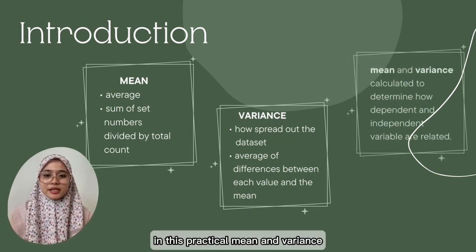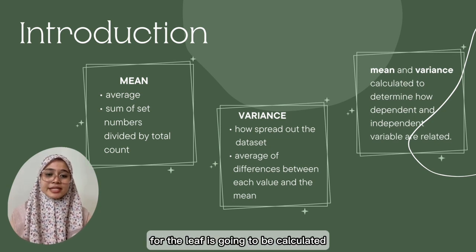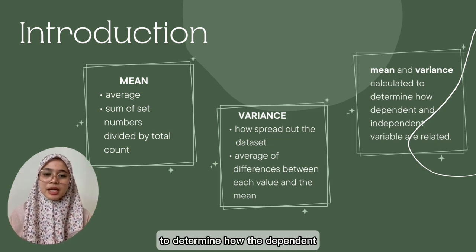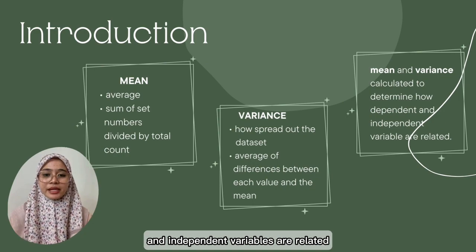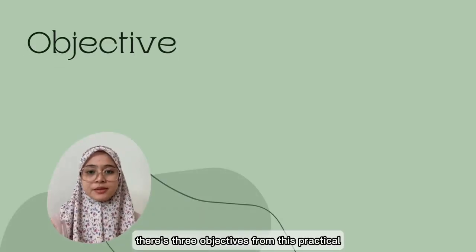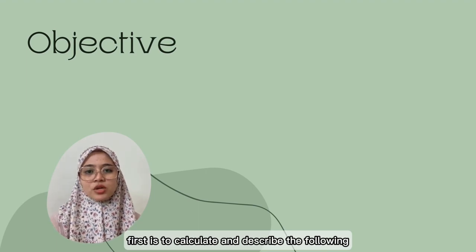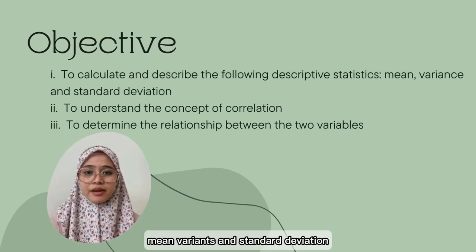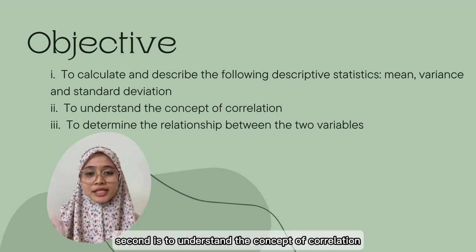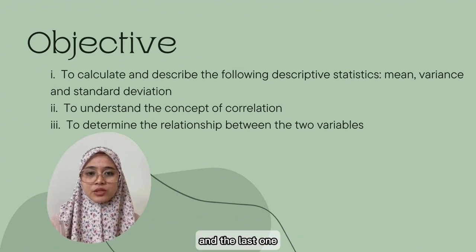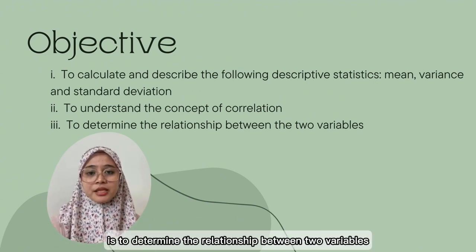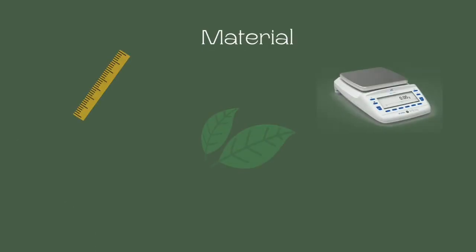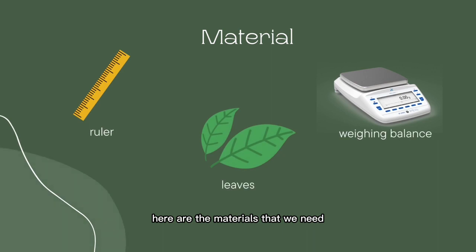In this practical, the mean and variance for the leaf are going to be calculated to determine how the dependent and independent variables are related. There are three objectives for this practical. First is to calculate and describe the following descriptive statistics: mean, variance, and standard deviation. Second is to understand the concept of correlation. And the last one is to determine the relationship between two variables. Here are the materials that we need.